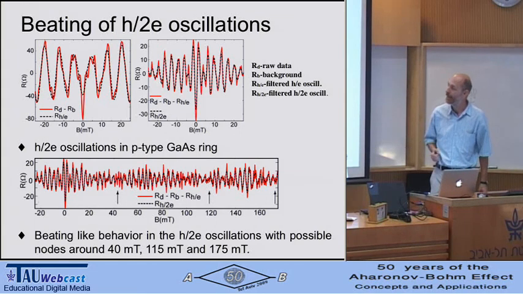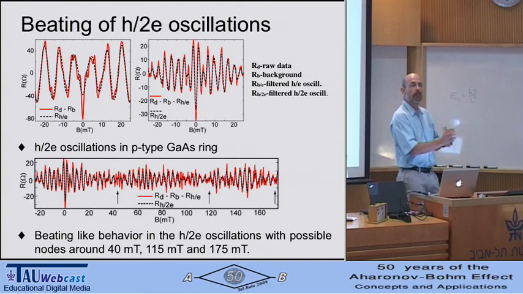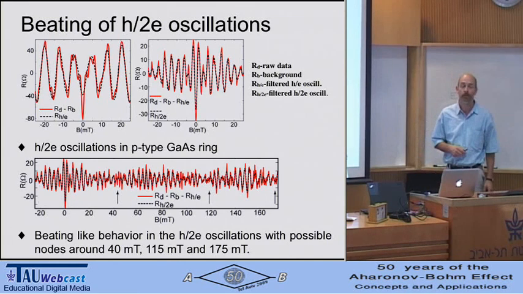But again, you can calculate these beatings here, and you can compare to what you expect, assuming the spin-orbit splitting, which is known in p-type gallium arsenide. So this is a very interesting way of using the Aharonov-Bohm effect to learn something about spin-orbit interactions.